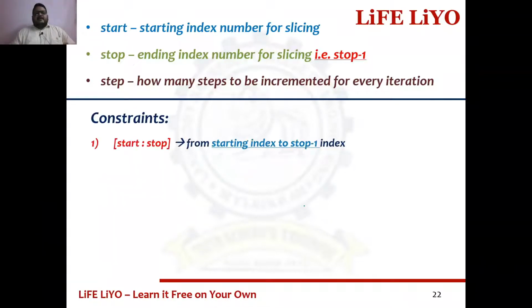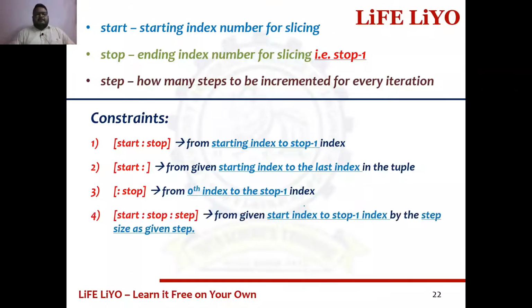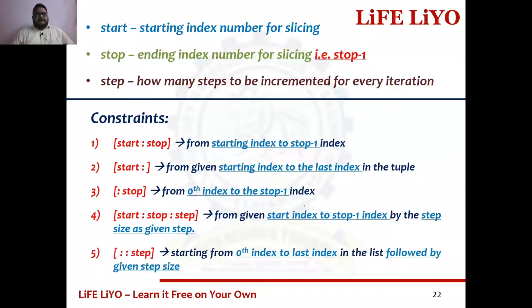Some constraints: if you define start and stop, it is going to access from the starting index number to the ending position minus 1. If you define only start, from the starting index to the last index in the tuple. If you don't define the starting position and define only stop, it is going to access from the 0th index to stop minus 1. If you define start, stop, step, then from start to stop minus 1 as per your given step. If you don't define any start and stop, and define only the step, it is going to access from the 0th to the last index followed by the step size.